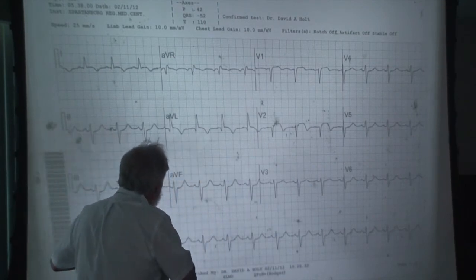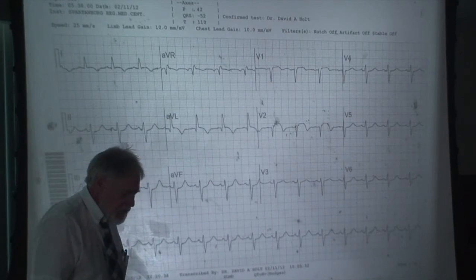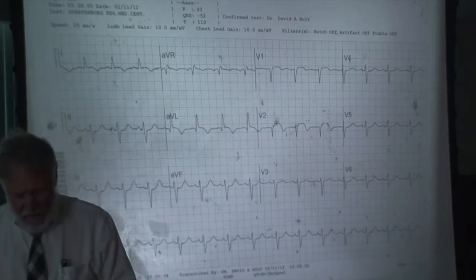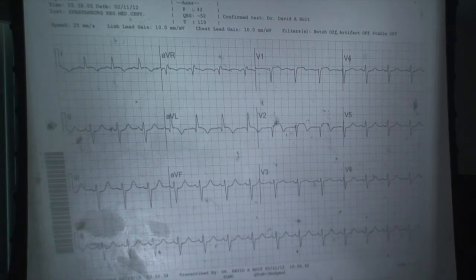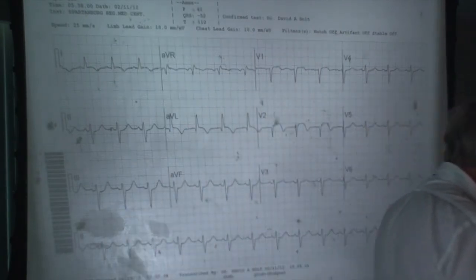So this may not be day 1 or hour 1. This may be day 2. It may be subacute, but it's an acute injury pattern that you have to be able to recognize, at least subacute injury pattern, in the lateral limb leads and the septal leads. And I don't know why you don't see it in V6 and V5 also, but you don't. But you need to recognize it as an acute injury pattern.